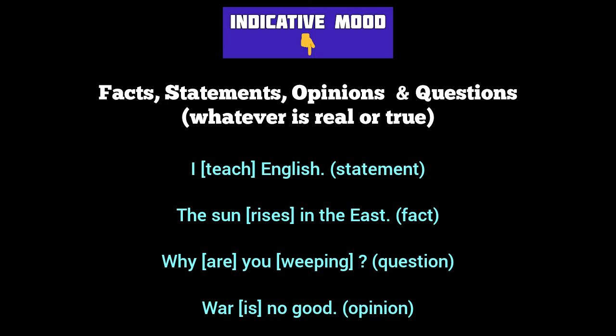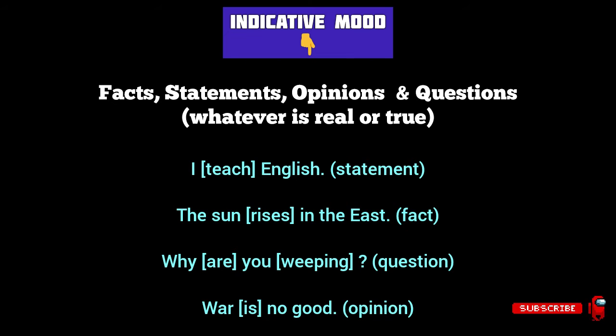You see, the indicative mood of a verb expresses a fact, a statement, an opinion, or a question. In other words, the indicative mood expresses the reality or whatever is real or true. For example, the sentence "I teach English" is a statement. Hence, the verb "teach" is in the indicative mood in this sentence. Then in the next example, "The sun rises in the east," we are stating a fact. Therefore, the verb "rises" in this sentence is also in the indicative mood.